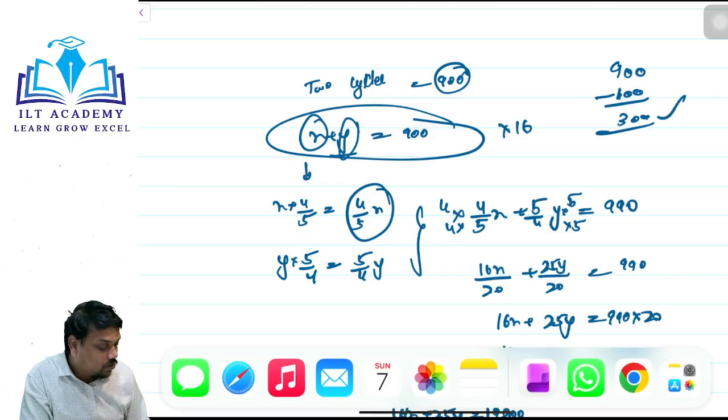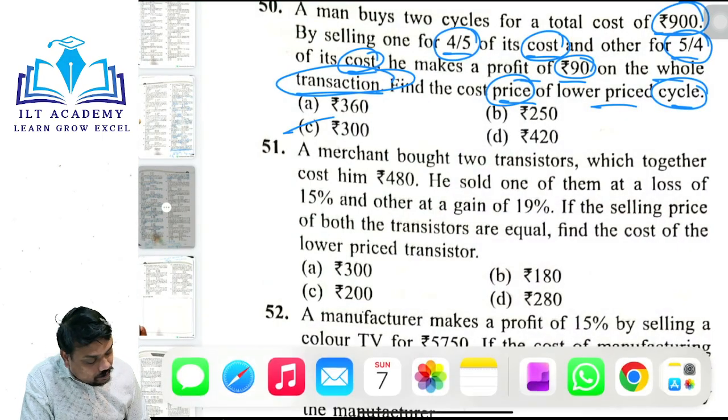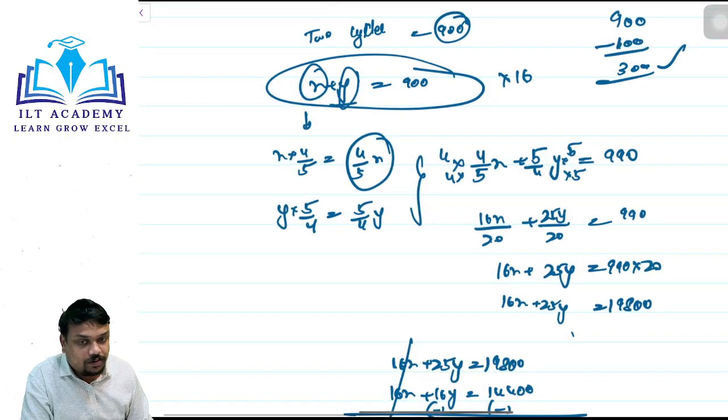Done. So the price of the lower one is 300 rupees. Any doubts in this question?